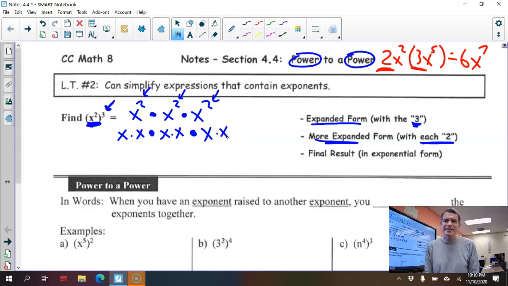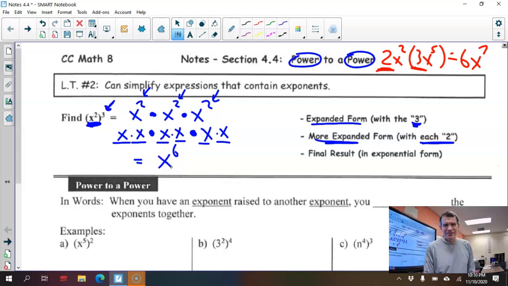So when I expand this thing out completely, how many x's do I actually have? Well, obviously I have 1, 2, 3, 4, 5, 6, all being multiplied together, which makes this thing equal x to the 6th.